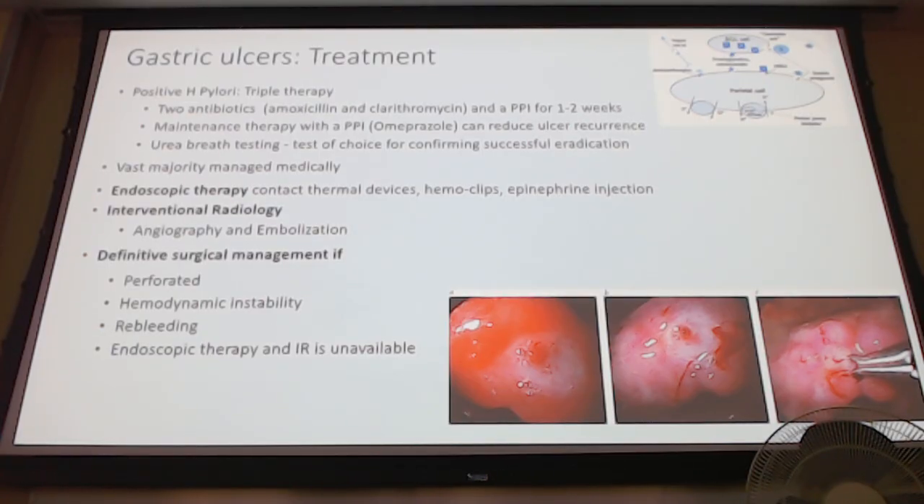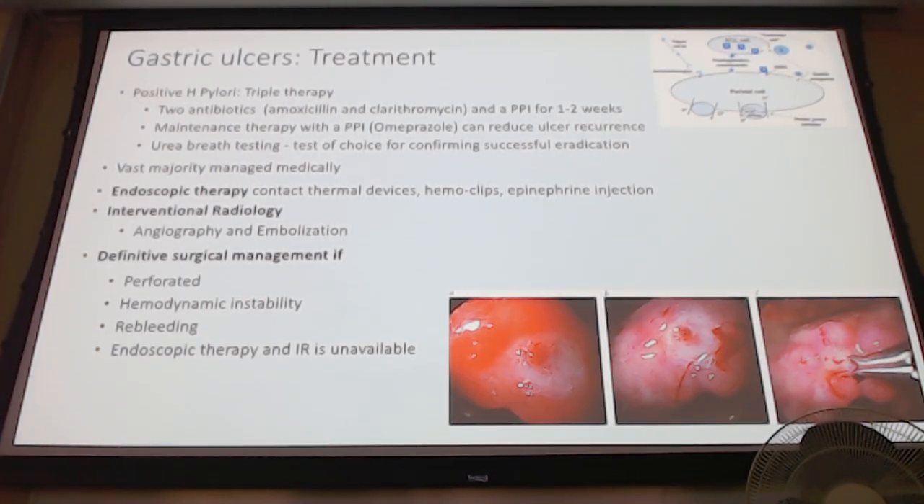Say it's not H. pylori, and it's just hyperactive acid secretion. We can do endoscopic therapies, depending on whether it's bleeding or not. Really, that's thermal devices, like cauterizing the blood vessel. We can do clips and epinephrine injections to try to stop the bleeding. If that doesn't work, we can go to IR. They can do angiography and embolization of whatever vessel is bleeding. And then definitive surgical management if it's perforated.